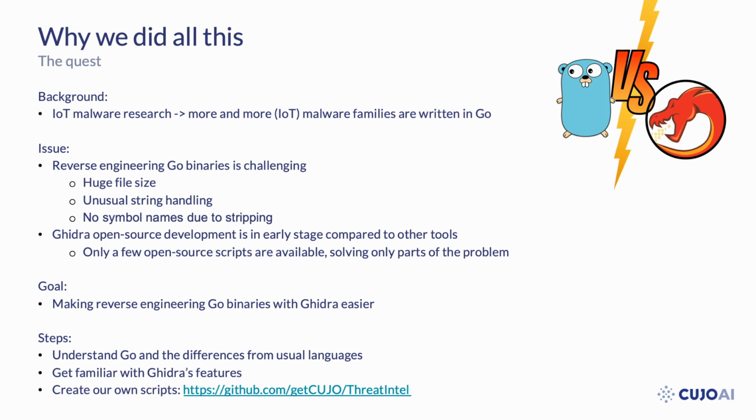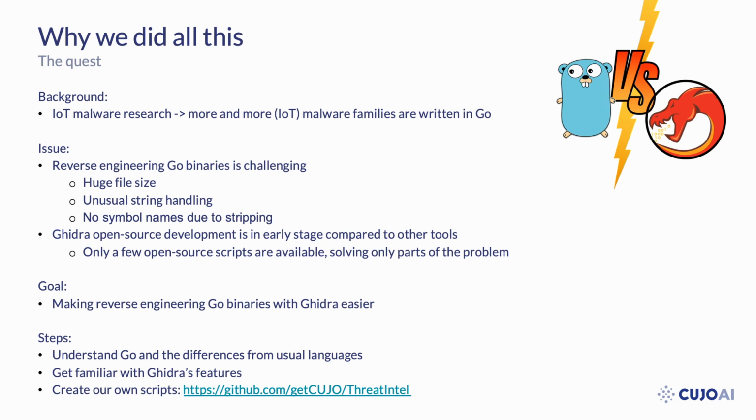So, recently we have seen a shift in malware development in terms of their programming language, as more and more malware is developed under Golang. We came across some issues when we started to analyze such binaries. For example, Golang files have huge file sizes. Disassemblers handle Golang strings unusually, and finally no symbol names are available due to stripping.